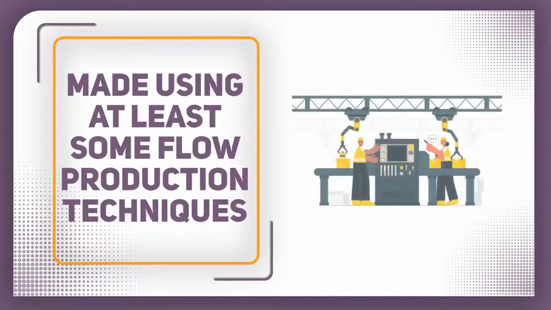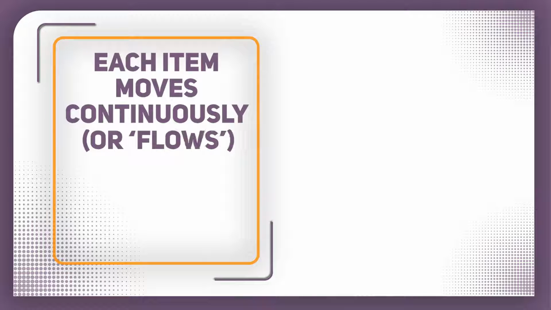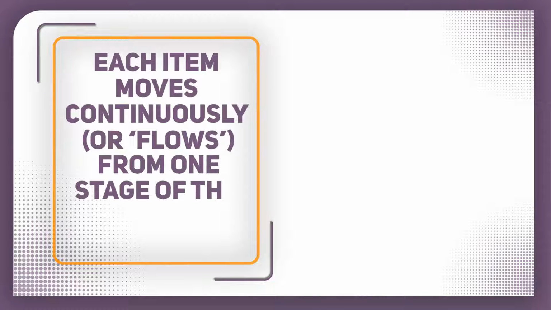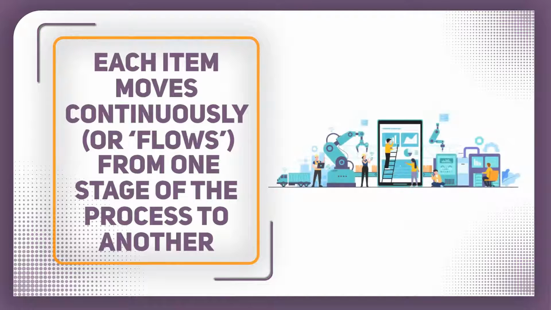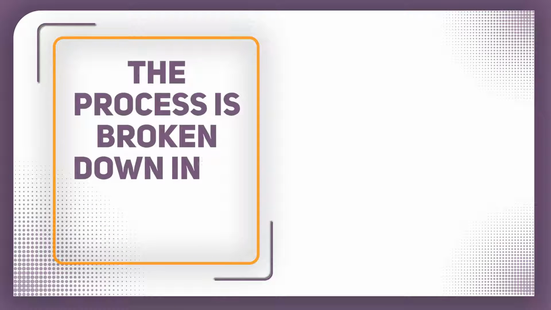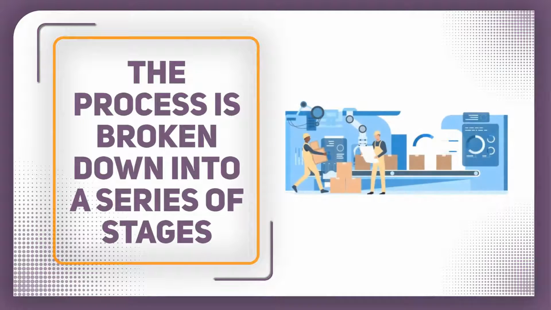With flow production, during the actual manufacturing, each item moves continuously, or flows, from one stage of the process to another. The process usually involves specialization. For example, an assembly line, where the process is broken down into a series of stages with individuals specializing in each one of those stages.